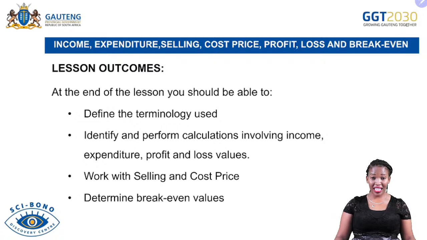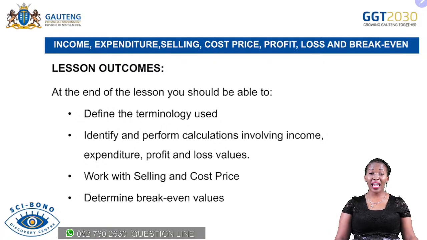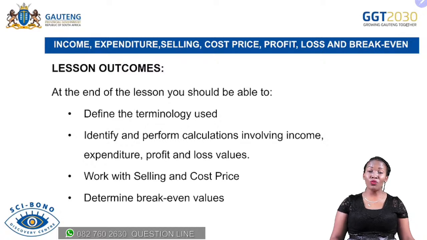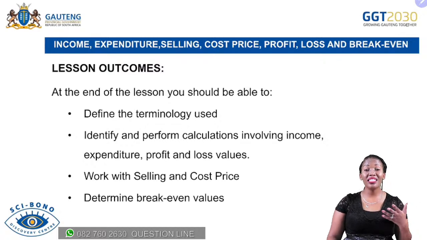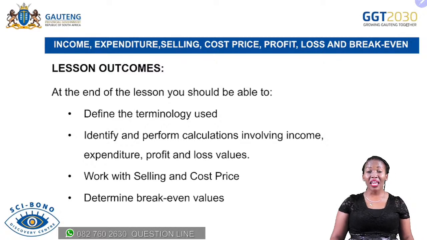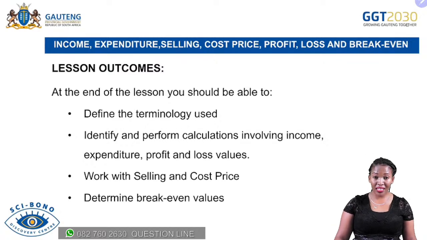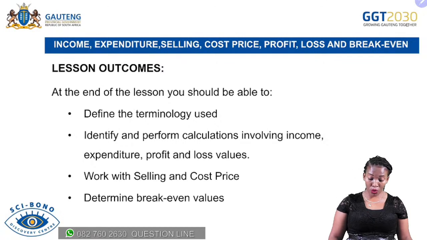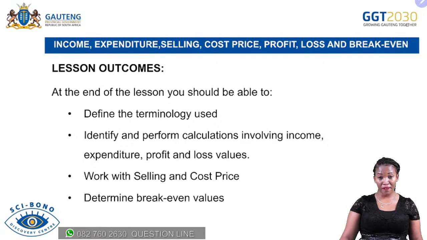So for today's lesson, the following are the outcomes. By the end of today's section, we should be able to define the terminology that is used. You'll see there's quite a lot of terminologies involved here, but the nicest thing about this topic is that it is a practical topic, with items that we can relate to. We should also be able to identify and perform calculations involving income, expenditure, profit and loss. We should also be able to work with the selling and the cost price. And lastly, we should be able to determine the break-even values.